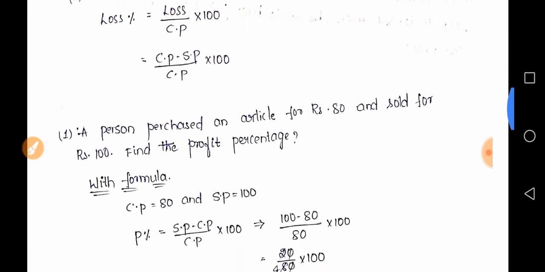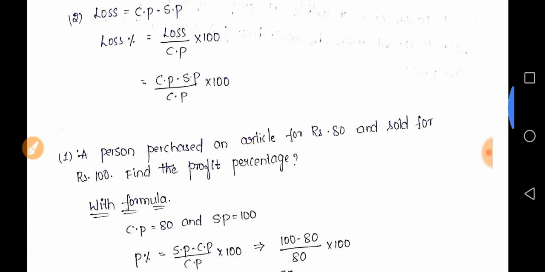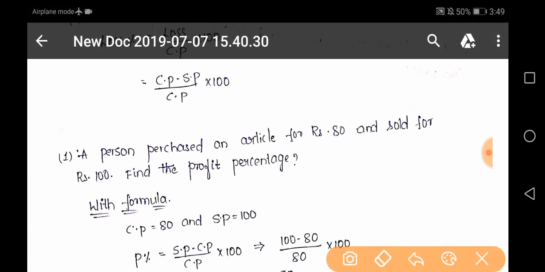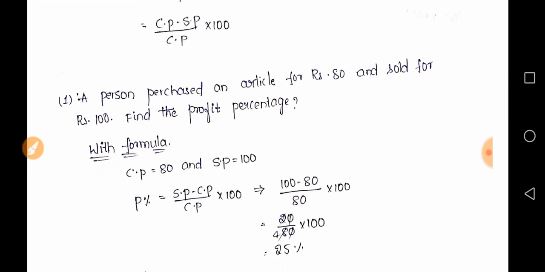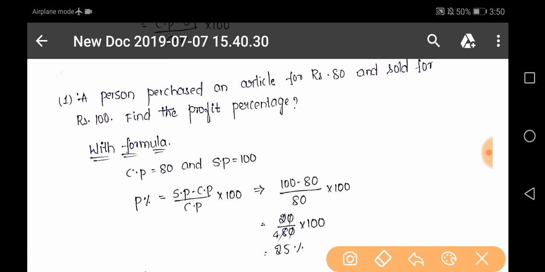Now a problem: a person purchased an article for rupees 80 and sold it for 100. What is the profit percentage? A simple problem to solve first. Let us solve it in two different ways, with the formula and without the formula. With the formula, how do you solve it? The cost price is 80. He sold it for 100 rupees, so the selling price is 100.